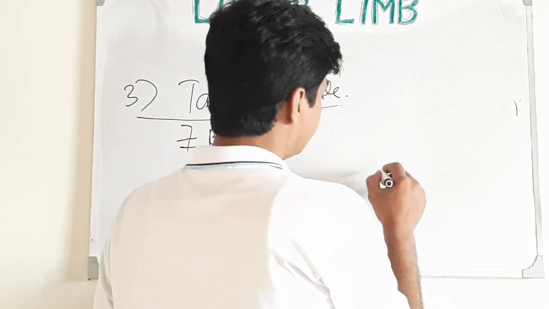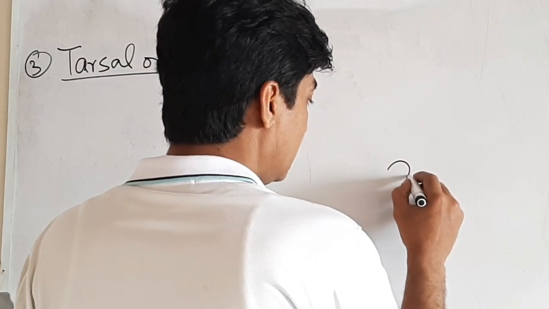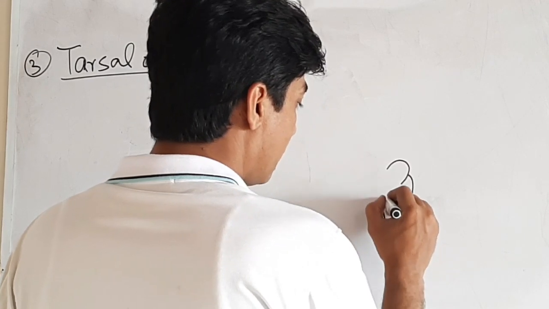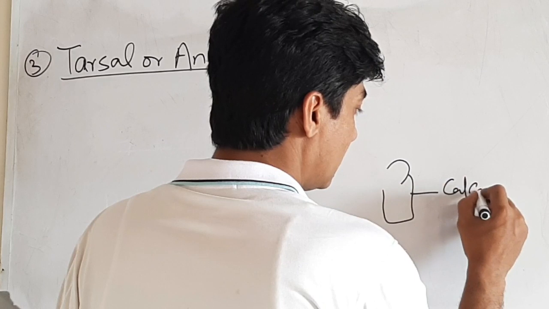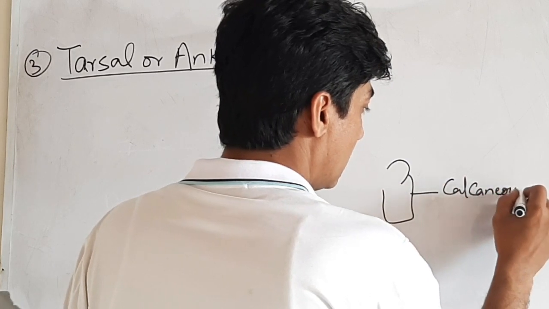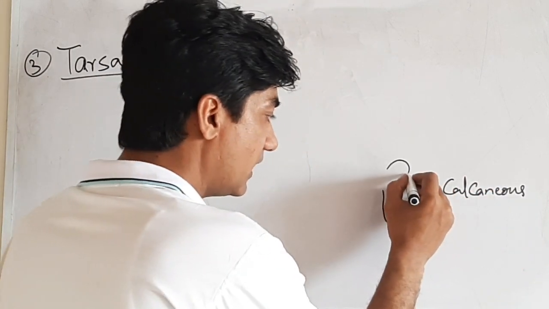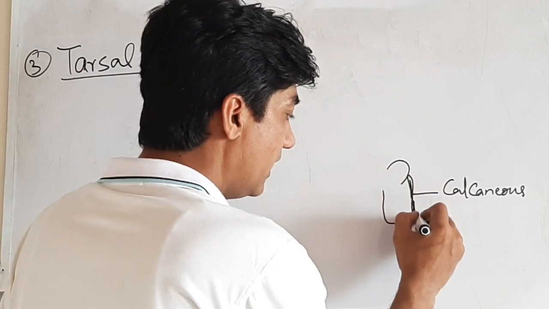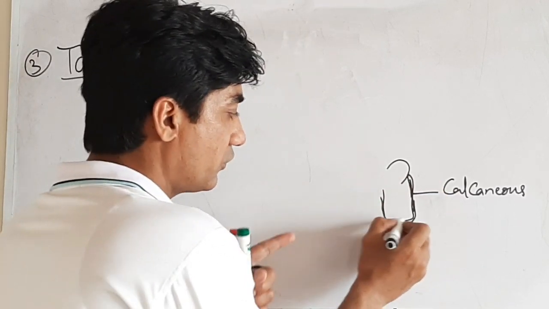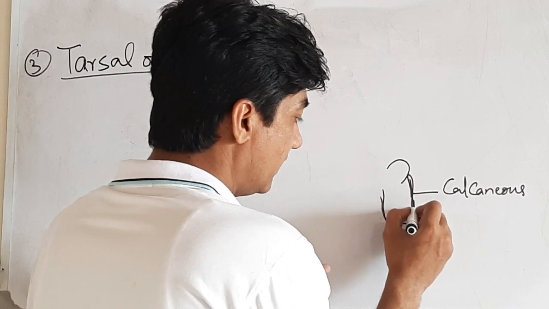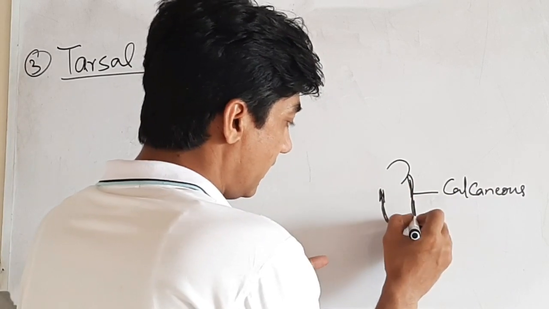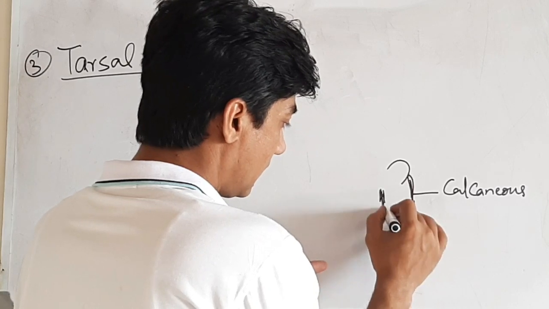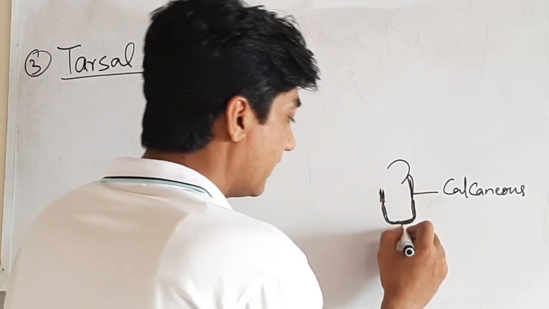First of all, the largest bone of the tarsal region, that is calcaneus. This is the calcaneus bone, which forms the heel of the tarsal region. Its posterior end forms the calcaneal tendon from the calf muscles.